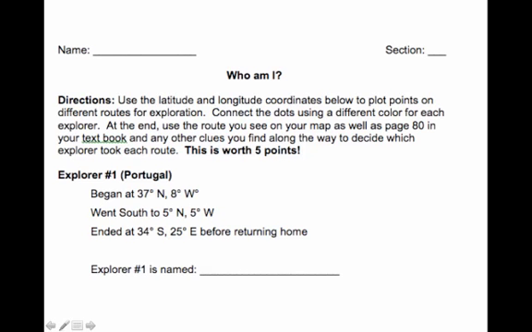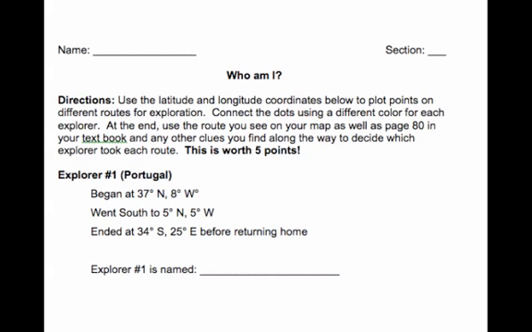Okay, this is going to be a quick tutorial, just basically explaining how to do the Who Am I assignment. This is worth 5 points. These are 5 AK points because they are graded for accuracy. So please make sure that you take your time and you go through this and put in a real quality effort here because we do need to be precise.